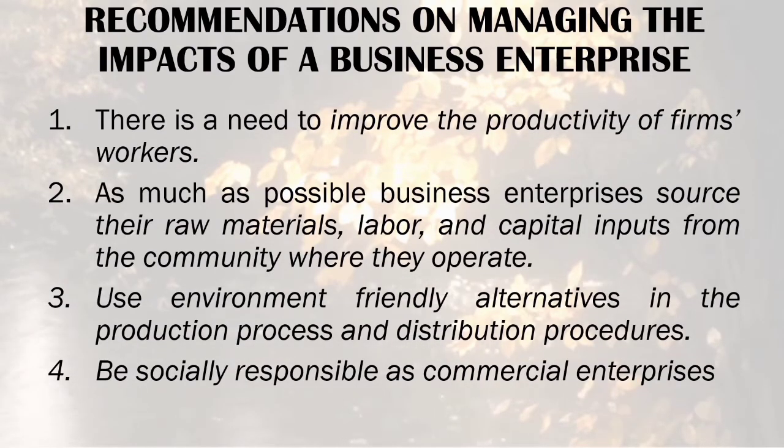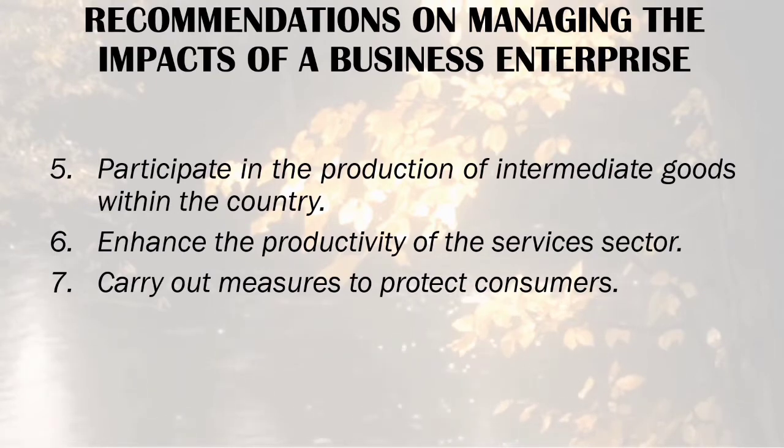Number 1. There's a need to improve the productivity of firms' workers. Number 2. As much as possible, business enterprises source their raw materials, labor, and capital inputs from the community where they operate. 3. Use environment-friendly alternatives in the production process and distribution procedures. Number 4. Be socially responsible as commercial enterprises. Number 5. Participate in the production of intermediate goods within the country. 6. Enhance the productivity of the services sector. And number 7, carry out measures to protect consumers.